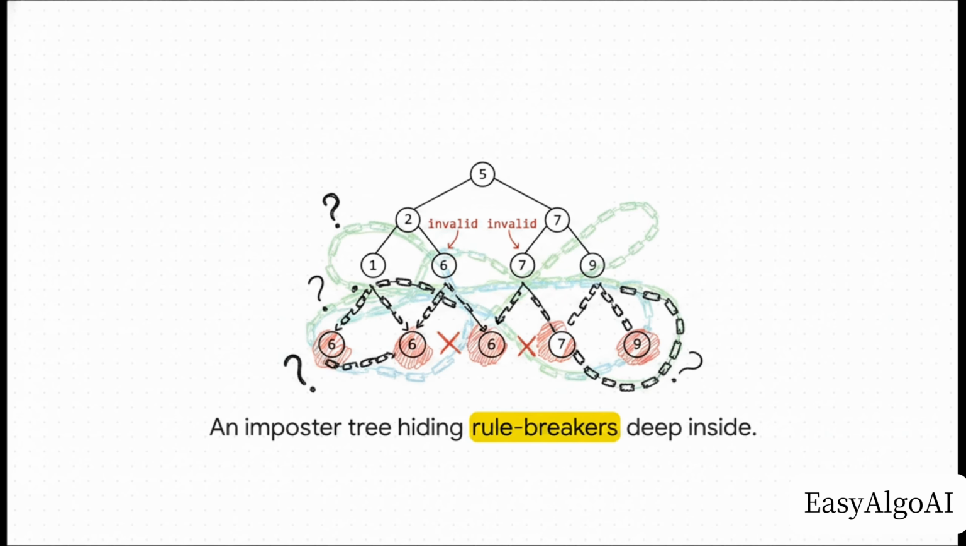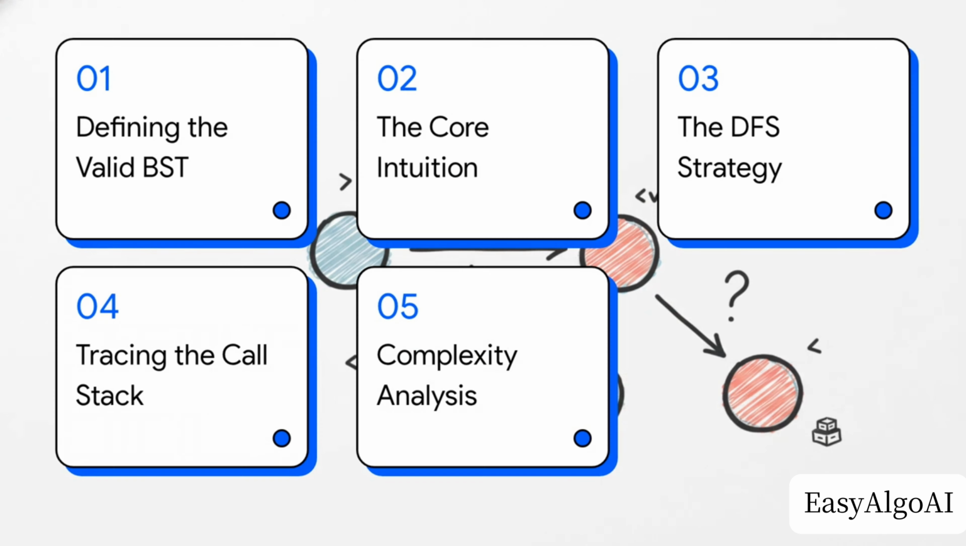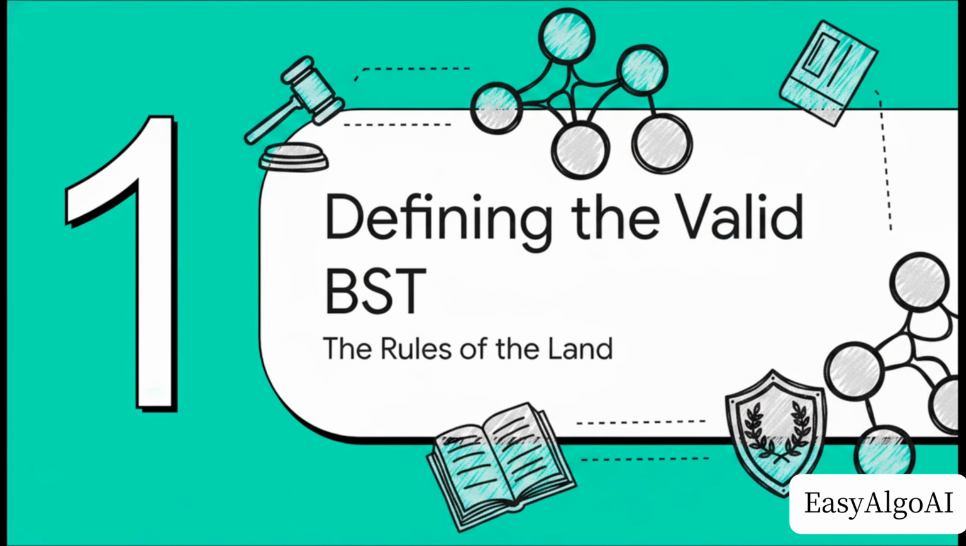And here's the problem. As trees grow to contain millions of data points, you can't just eyeball them anymore. Without a clear systematic approach, spotting these invalid nodes deep inside a massive data structure is literally like finding a needle in a haystack. To catch these imposters efficiently, here's our roadmap for today's explainer. First, defining the valid BST. Second, the core intuition. Third, the DFS strategy. Fourth, tracing the call stack. And finally, complexity analysis.